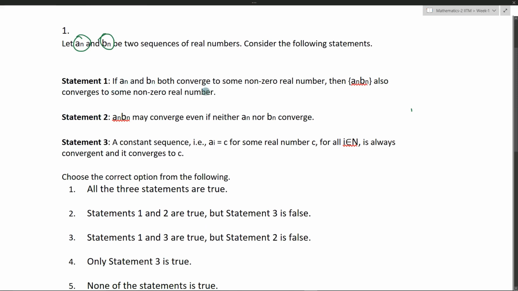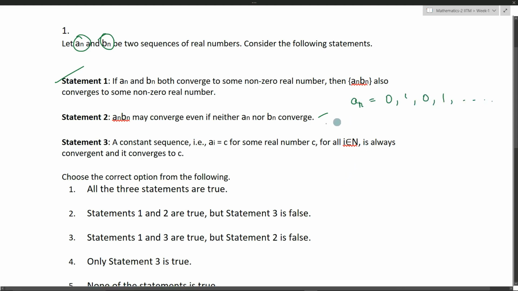If an and bn both converge to some non-zero real number, then an into bn also converges to some non-zero real number. Yes, we know that. Second one, an into bn may converge even if neither an nor bn converge. For this, let's take an example. Let's say an is 0, 1, 0, 1, and so on repeating. I'll take bn as 1, 0, 1, 0, and so on.